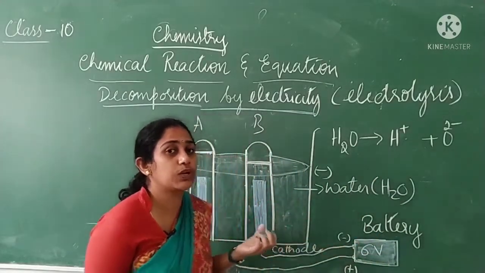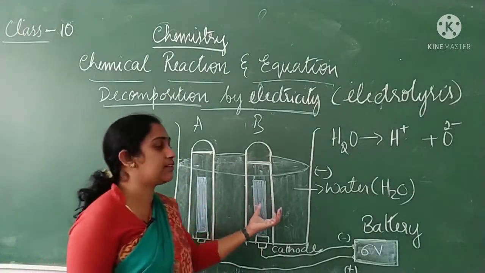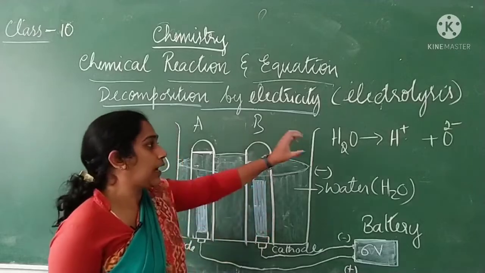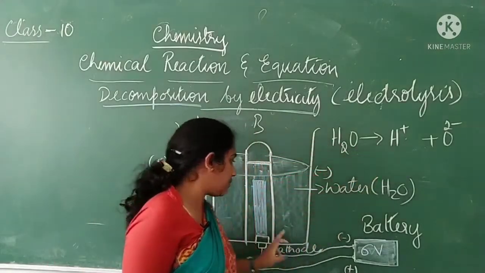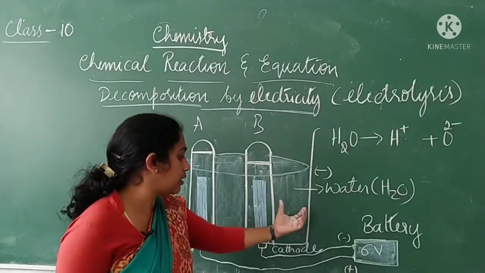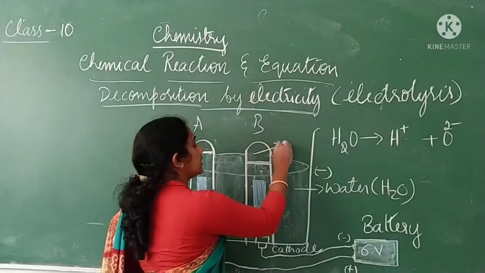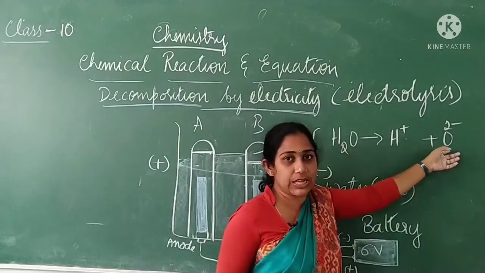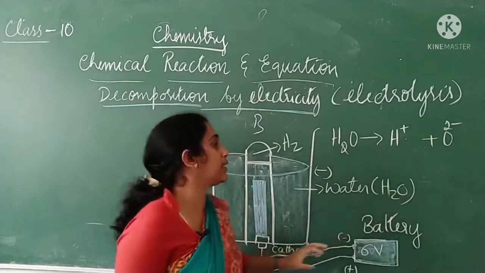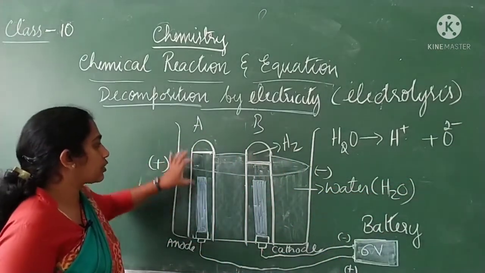it has to move towards which electrode? Definitely it has to move towards the electrode which is negatively charged, right? So hydrogen is a positively charged ion, therefore the hydrogen gas will be collected at the negatively charged electrode called the cathode. So here what has been collected is hydrogen gas, whereas oxygen, being negatively charged, will be collected at the positively charged electrode called the anode.